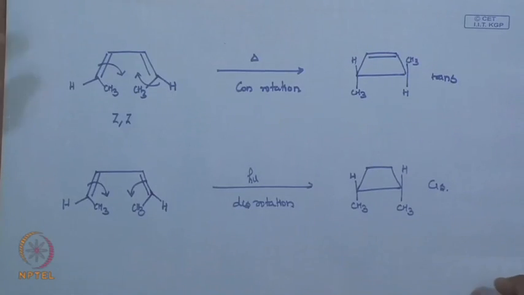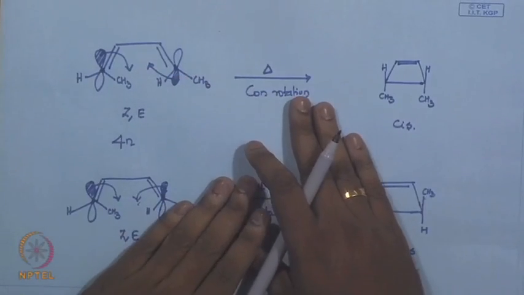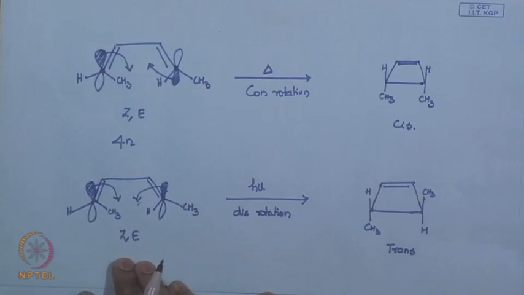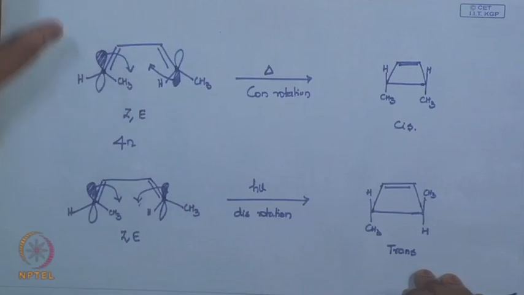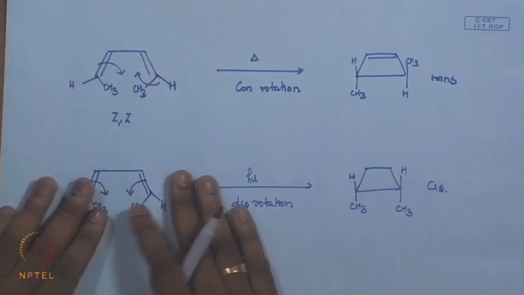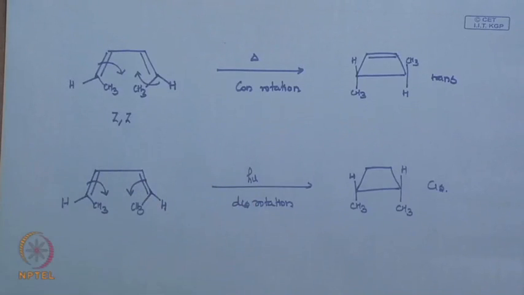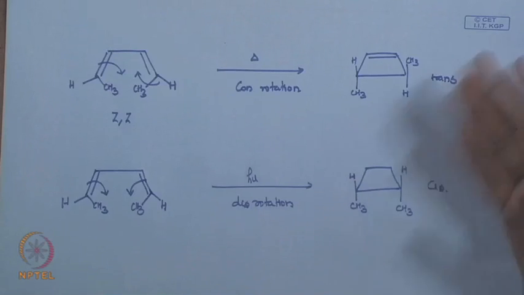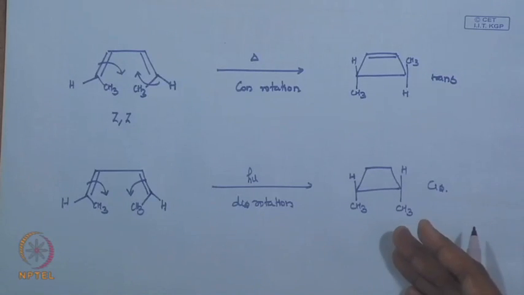See, that's why I said that the stereochemistry part of your electrocyclic reaction is so nice. You took ZE, you do the heating, conrotation, you get a cis product. You take the ZE, do light, you get it trans. But in this case, you take ZZ butadiene, and then you do the heating, you get the other way around, you get the trans, and once you shine light, you get a cis. So that's about your 4n system.